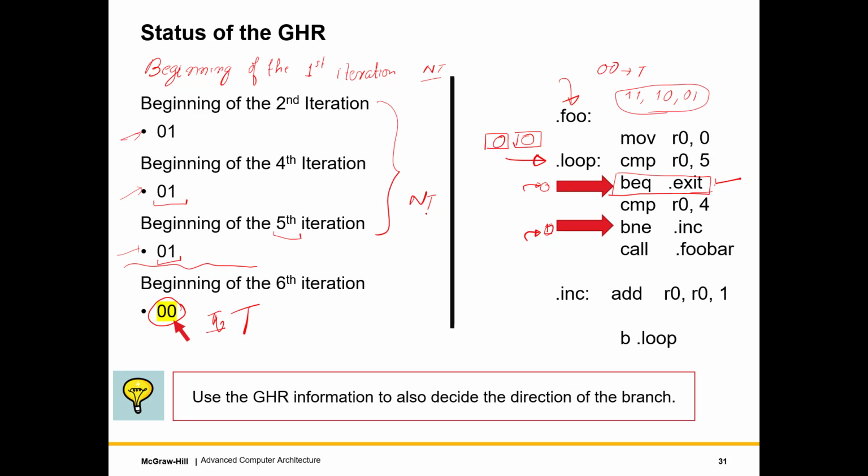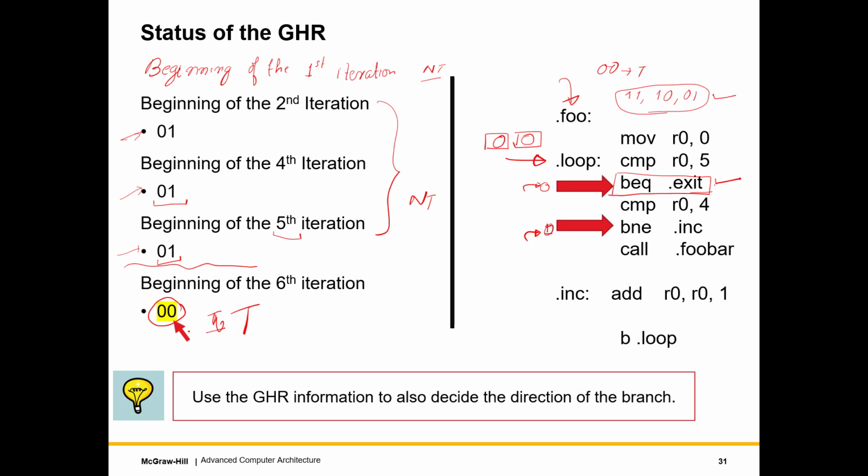Alright. But we will revisit this issue later, because the point is that if in the first iteration the state is one of these, then it is clear that we are not making any mistake for beq.exit. So the error rate is 0%, right? So effectively we have a 100% accurate branch predictor.